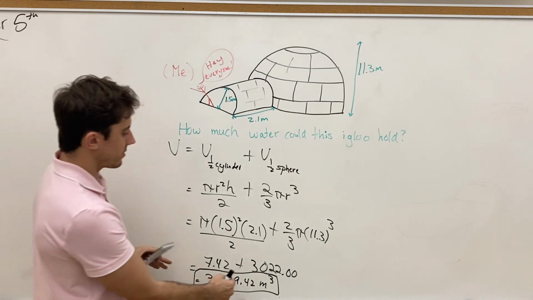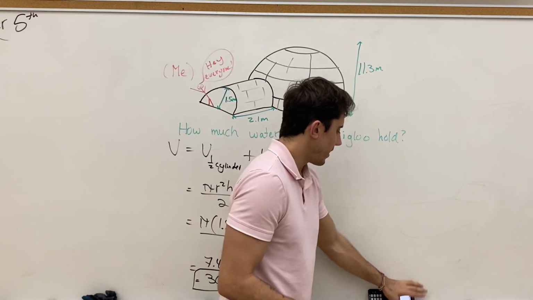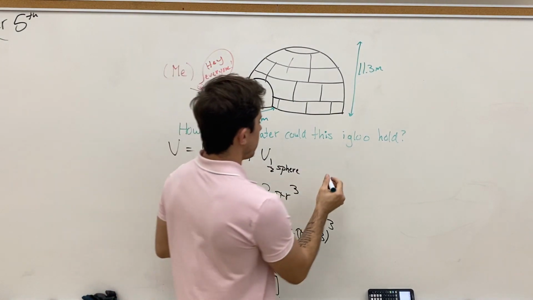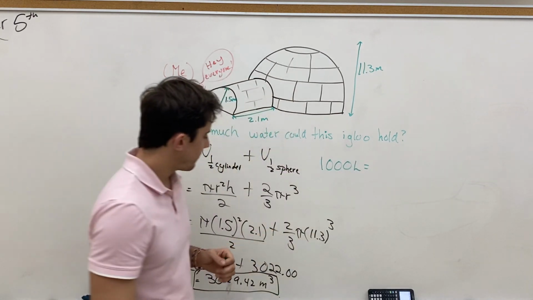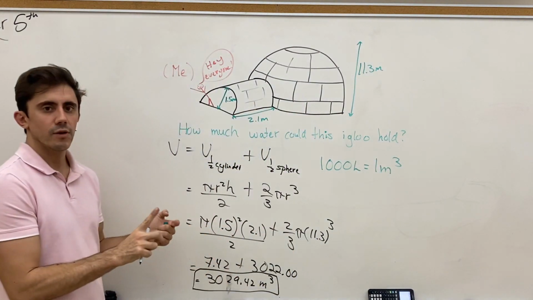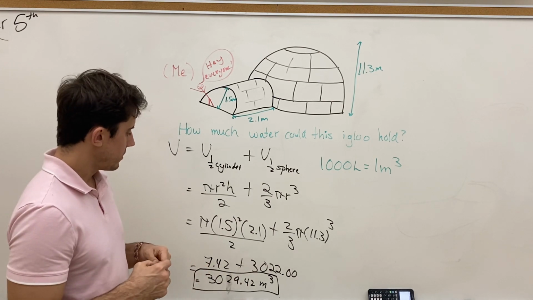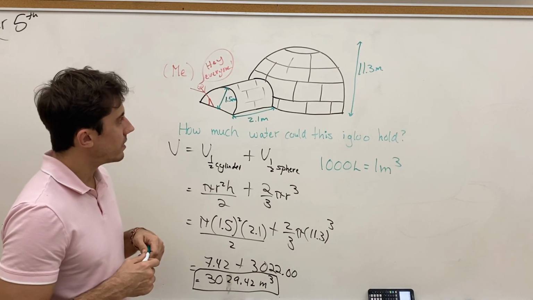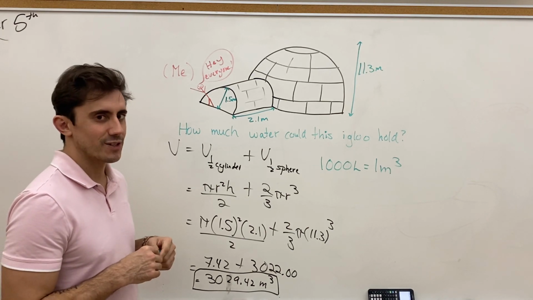Now relating this back to the capacity to hold any kind of liquid, like water, we remind ourselves of our unit conversion that 1,000 liters fit inside of 1 cubic meter. Every cubic meter can hold 1,000 liters. And so here we have 3,029.42 cubic meters, which is an absolutely massive quantity. 11.3 meters, that's pretty high. That's somewhere around 35 feet high. So that's a lot of water, certainly.